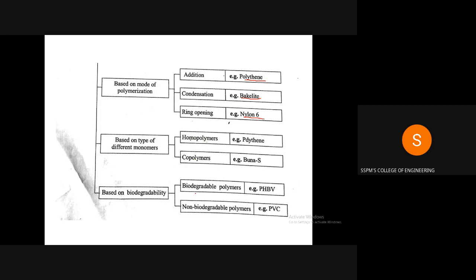Then biodegradable polymers. This is also important. Which of the following is a biodegradable polymer? Biodegradable means these polymers are degradable by biological sources. It may be bacteria. So bacteria can degrade these polymers. Hence it is called biodegradable polymers. Then non-biodegradable polymers, that is PVC. Polyvinyl chloride means PVC.